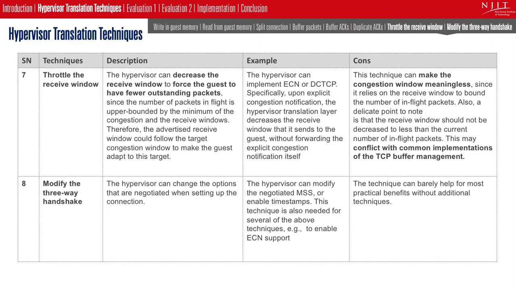The eighth technique is modifying the three-way handshake. The hypervisor can change the options that are negotiated when setting up the connection. However, this technique must rely on other additional techniques.